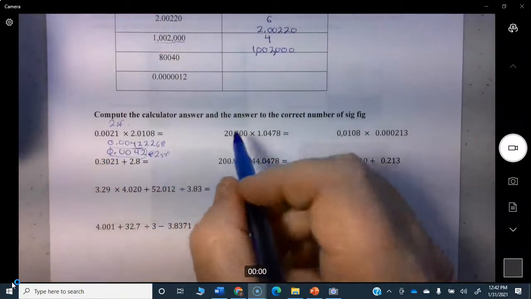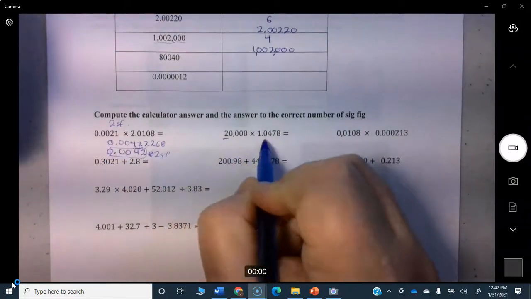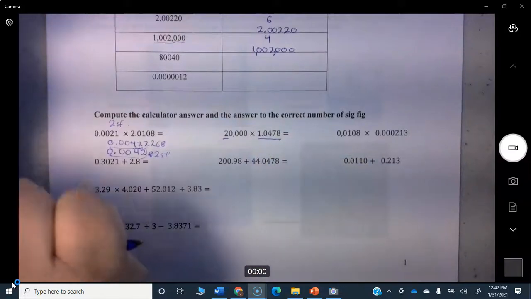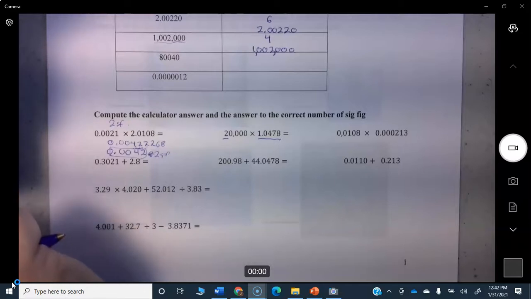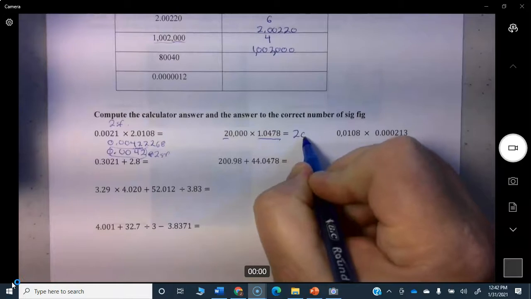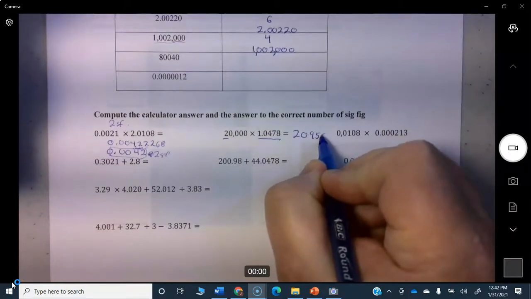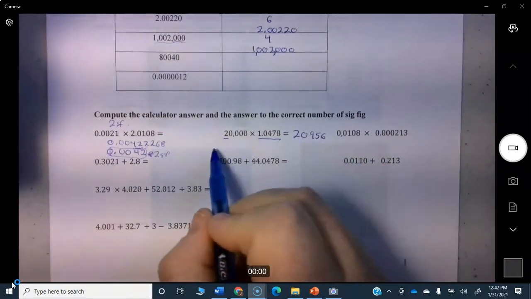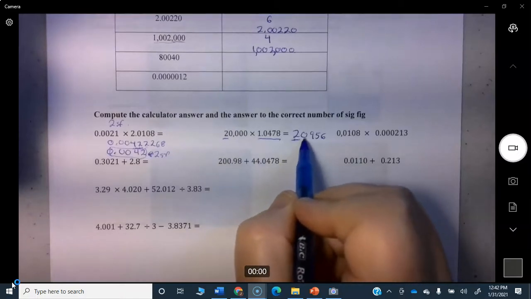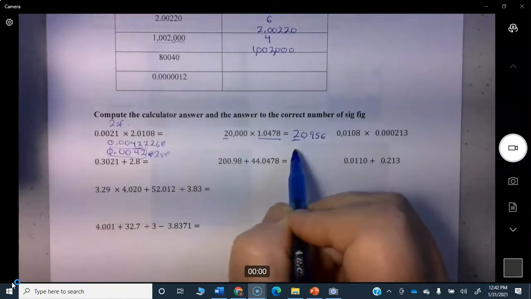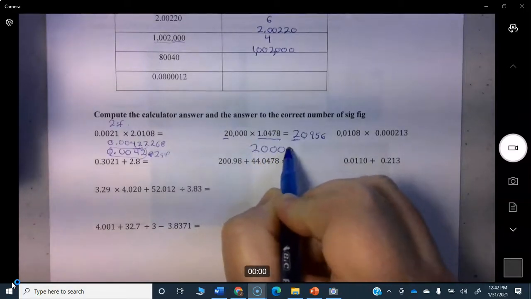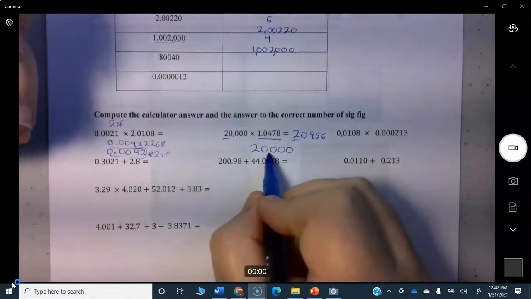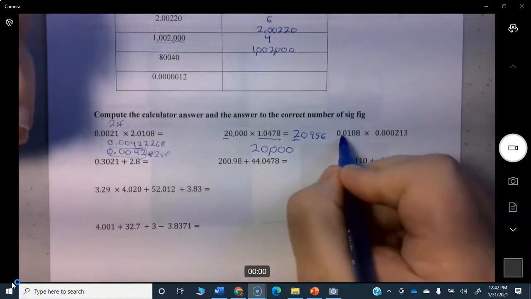Okay, how about this one? It's 20,000. That only has 1 sig fig. This one has 5 sig fig. So we're going to multiply that 20,000 times 1.0478. And this is the calculator answer. But it only can have one significant figure. That's this one right here. So the next digit, the 0, rounds down to 0. So your significant figure answer, this does seem a little strange when you first do it, is 20,000. Okay, that's it. You can put the comma if you would like. Okay, this should be a decimal point.